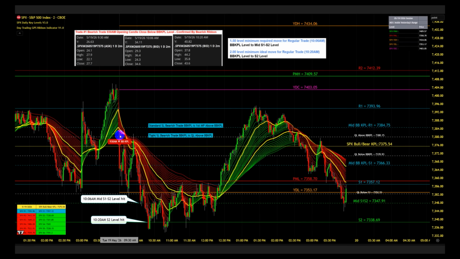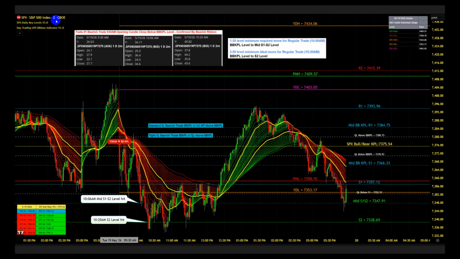Ideally, we're looking for the lower part of the bearish red ribbon, the lower bands, to be pulling away from the base of the ribbon, which is the case in this particular instance. So we're getting confirmation from the ribbon indicator on this close below the bull bear key price level. And so our entry is on the close of this candle on the 9:30 a.m. opening candle. We're on a 2-minute chart.